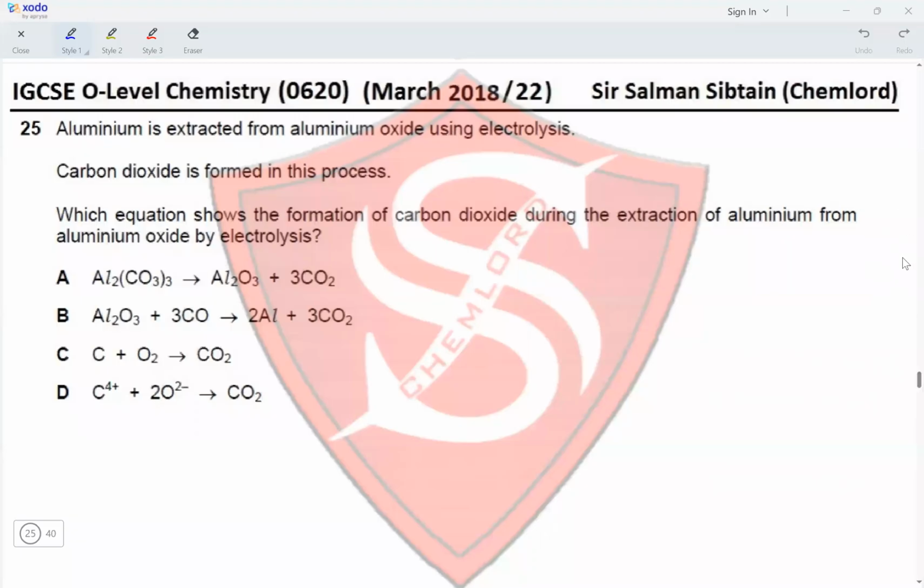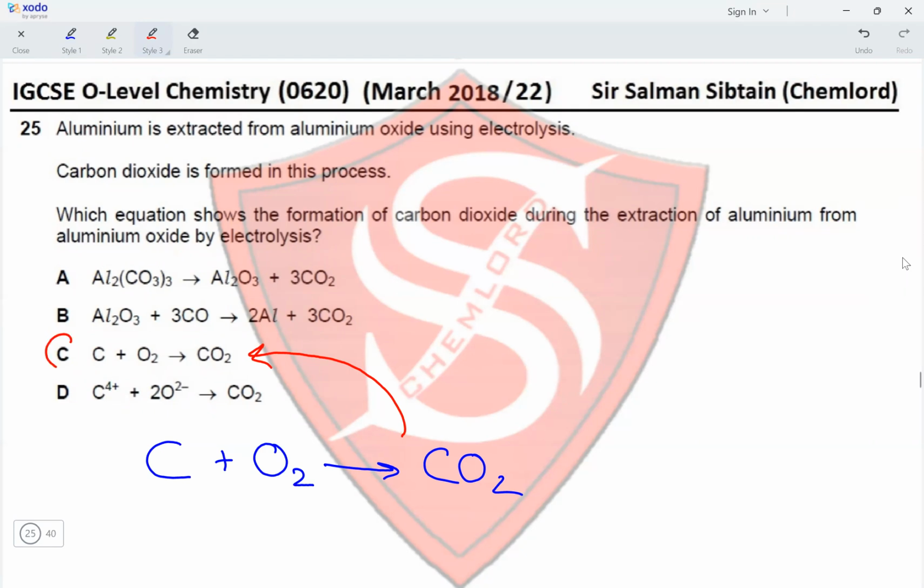Question 25. Aluminum is extracted from aluminum oxide using electrolysis. Carbon dioxide is formed in this process. Which equation shows the formation of carbon dioxide during the extraction of aluminum from aluminum oxide by electrolysis? So we have got carbon anodes. They burn away in the oxygen produced at the anode to form carbon dioxide. So this equation is present in option C, making C the correct option for this question.